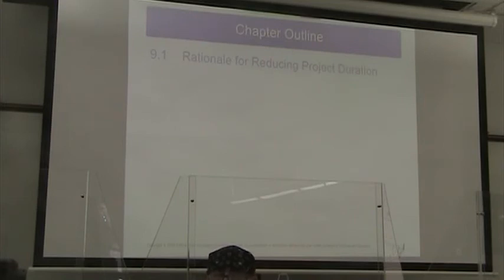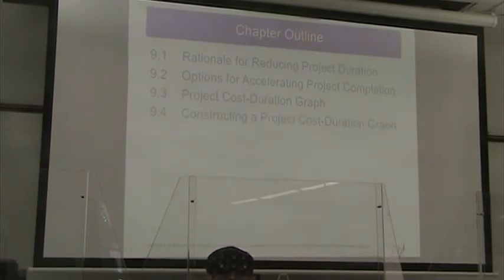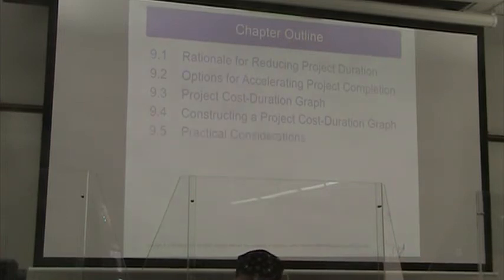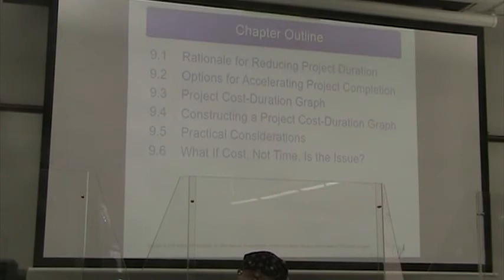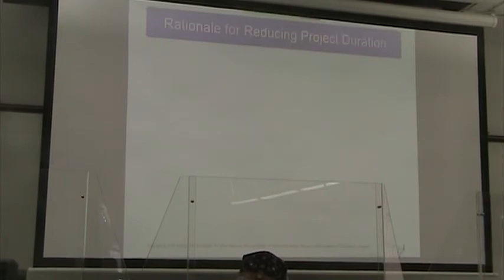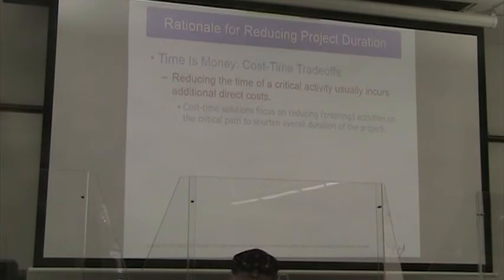So our rationale for reducing, the options we have for accelerating, how we build a cost duration graph, again, how do we construct that, and what are some of the practical considerations. What if it's not cost and it's not time, but we have an issue?